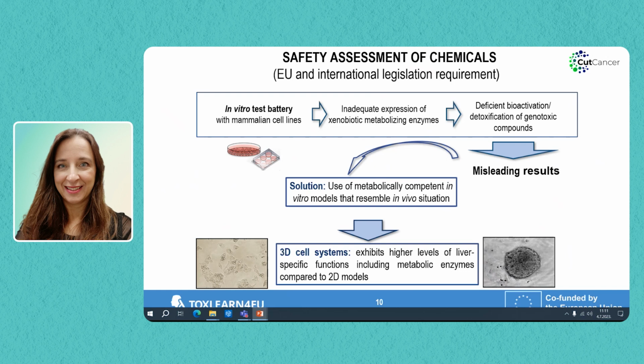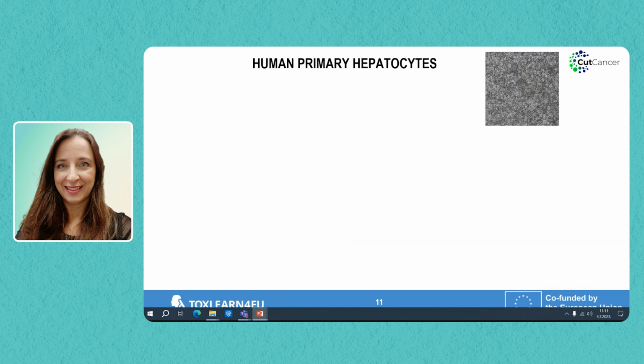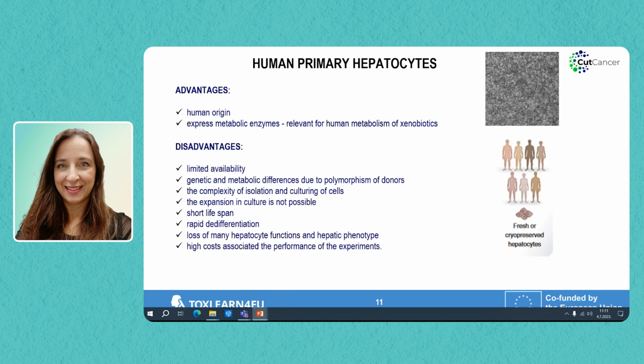So here we see the 2D models that are traditionally used in genetic toxicology and cell biology as well. And here are these new advanced 3D models. Okay, so one possibility is human primary hepatocytes, which are still considered the gold standard in many research areas. Why? Because they are of human origin and they express metabolic enzymes that are very relevant for human exposure and metabolism of xenobiotic substances. But they also have many disadvantages.